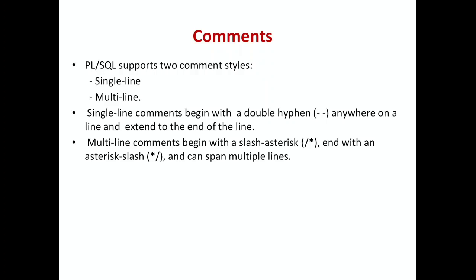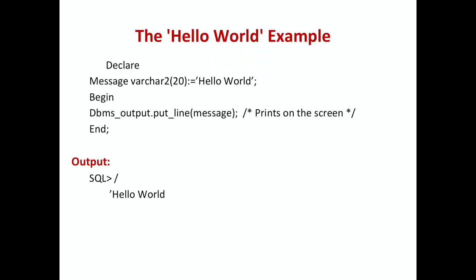Then a multi-line comment begins with slash and star and ends with the opposite, that is star and slash. And you can give multiple lines. Means you can start with slash and star on the first line, and you can give star and slash at the fifth line.